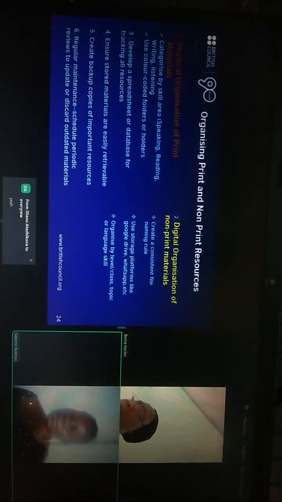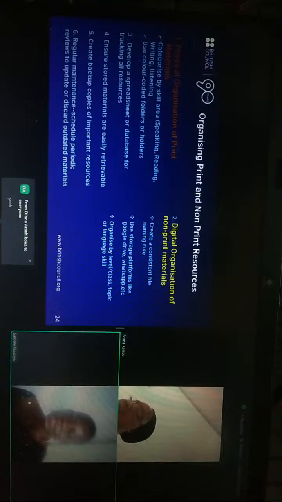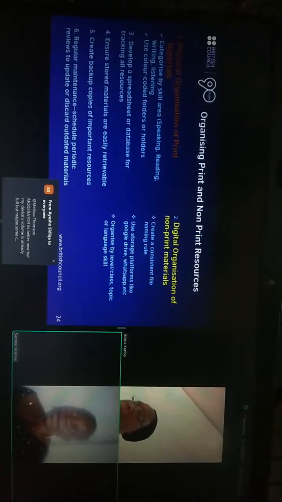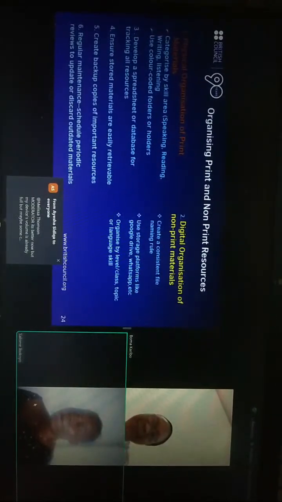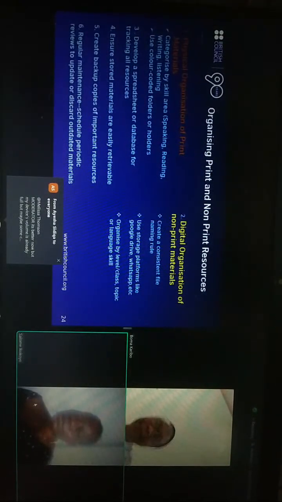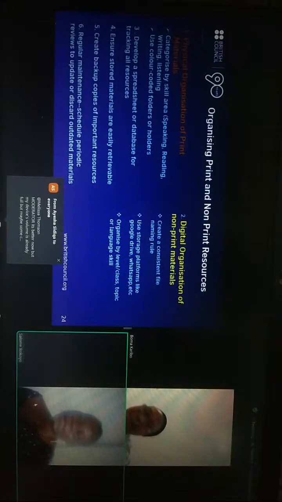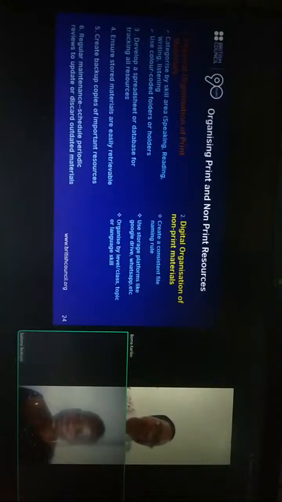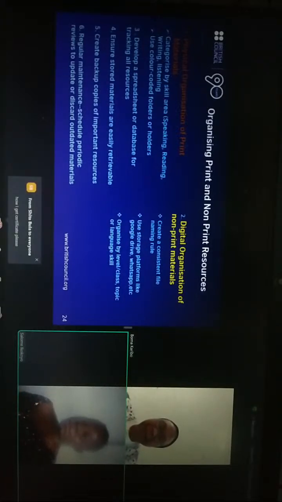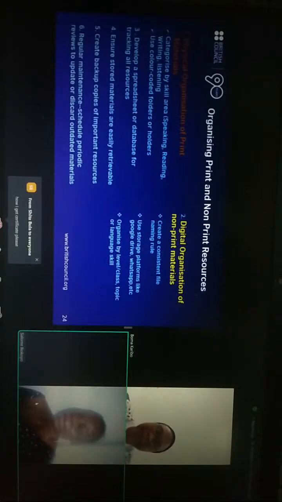We could also use color-coded folders. Perhaps for my speaking skill, I could decide to use yellow, and for my writing skill, I could decide to use red or white, depending. And then we could develop a spreadsheet or a database for tracking all our resources. This helps us know where to find materials easily, so we don't spend so much time looking for where we kept this particular resource that we'll be using for this class.